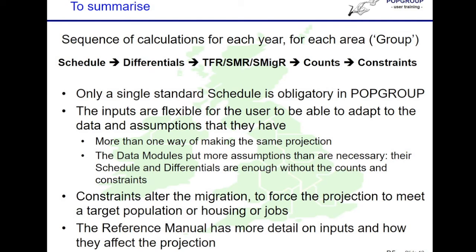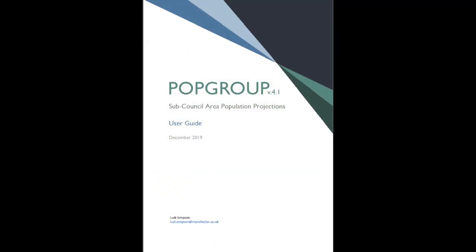So constraints might be a population size in a given year that POPGROUP will adjust migration to ensure that that population constraint is met. The only thing we have to provide in POPGROUP is a standard schedule. All of the other inputs are flexible for the user to add in and adapt to the data and assumptions that they have. So we can see clearly here that there is more than one way of making the same projection. If you're interested in more detail on how these POPGROUP calculations are calculated, the reference manual has much more detail on the inputs and how they affect the projection.